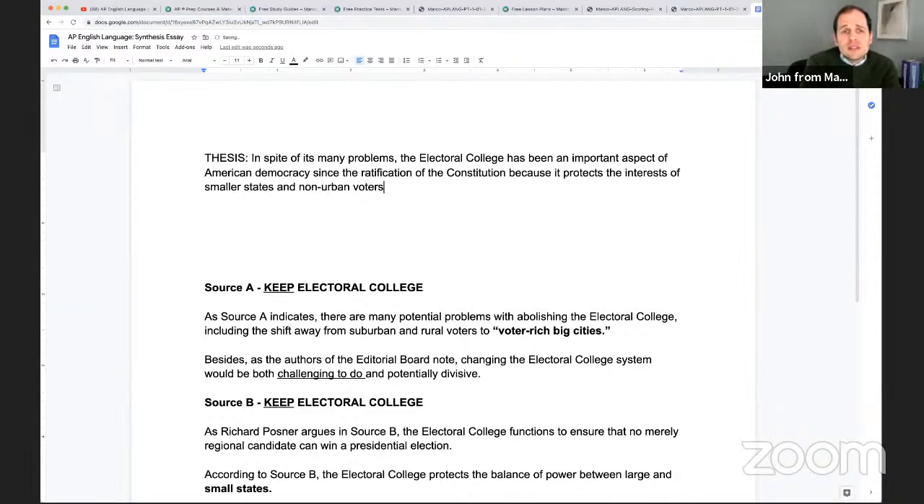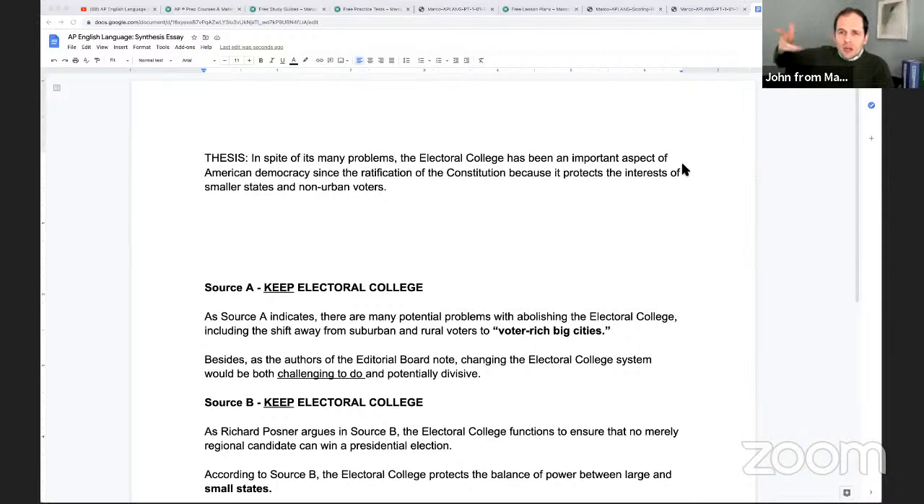Now, this is a clear answer to the question. It responds to the prompt. It establishes a line of reasoning. I've got the because, the in order to, the how, the why going on. I also have a little bit of a nod towards complexity, right? I could set this thesis up by saying, hey, there are lots of critics of the Electoral College, lots of obvious problems with it. Yet in spite of all of them, we should still keep it. That's either a way I can set up my intro, or it's a whole counter argument paragraph.